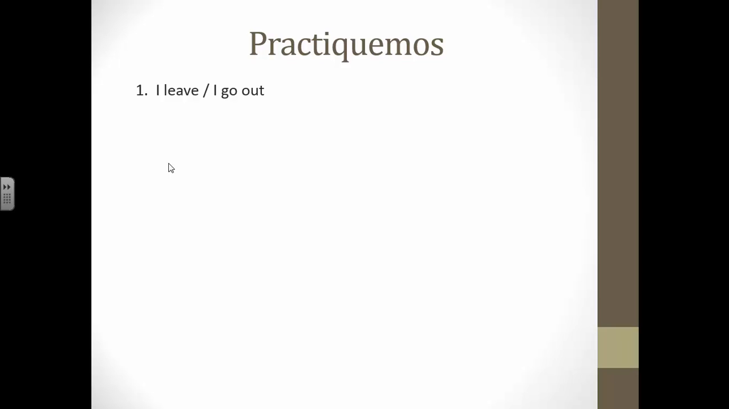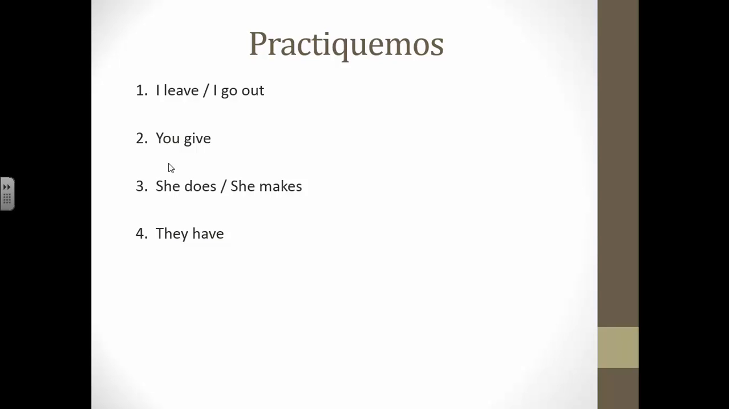Okay, practiquemos. Let's practice. It says I leave or I go out. So using your note guide, you need to locate the verb that means to leave or to go out, which is salir, and you want to put it in the yo form. Okay, so that should be salgo. You give, so to give is dar. We conjugate it in the tú form, it's das. She does or she makes, okay, hacer is to do or to make, so the form here would be hace.